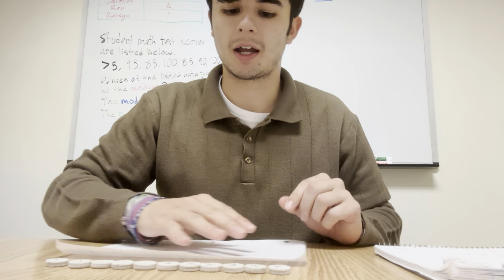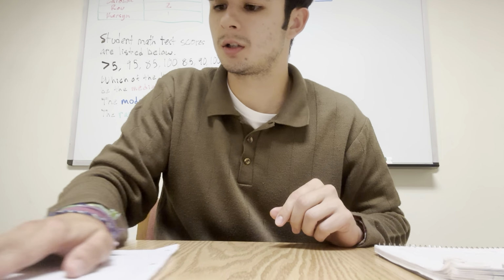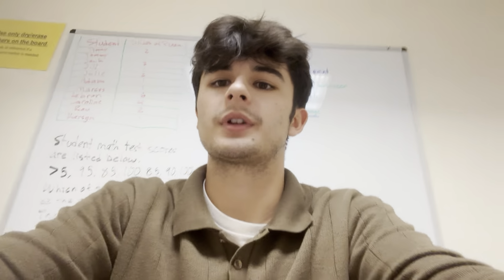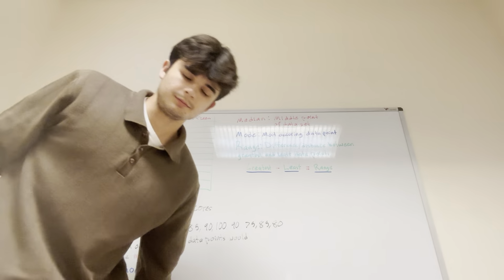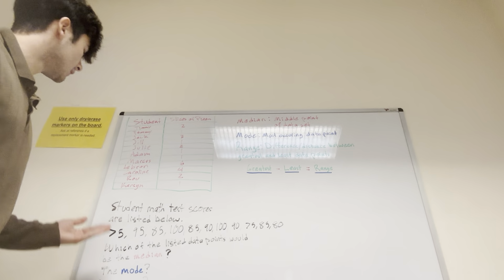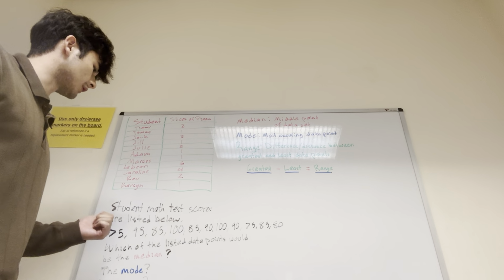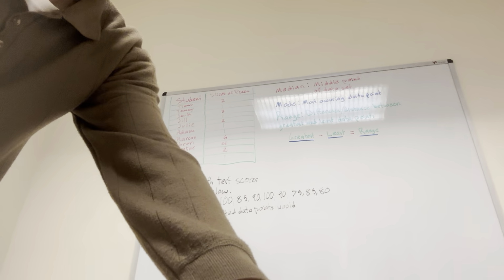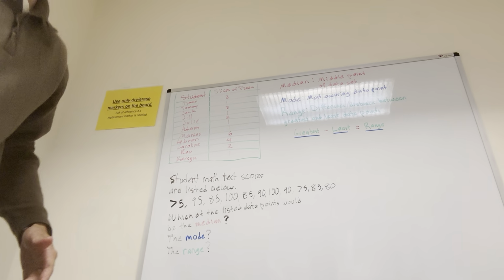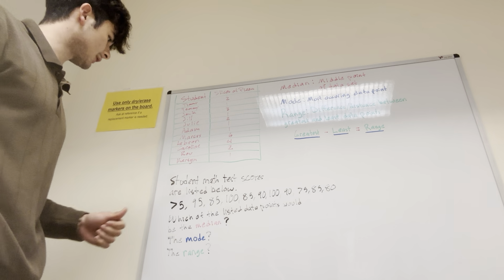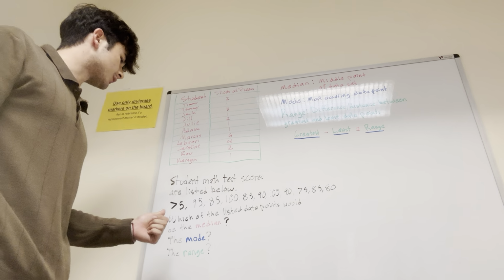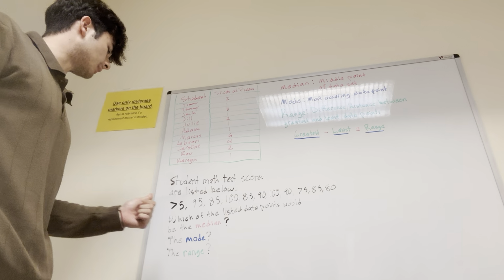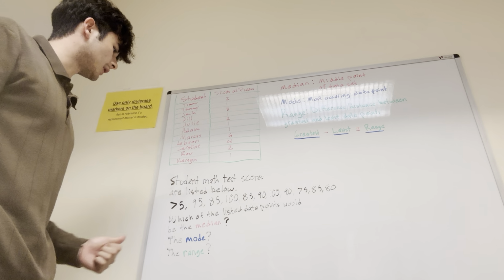Now, I have incorporated these topics into a word problem here. Student math test scores are listed below. Okay, I think this is a fun one because it applies to the students. Okay, so we have all these numbers down here. Which of the listed data points would be the median, the mode, and the range?